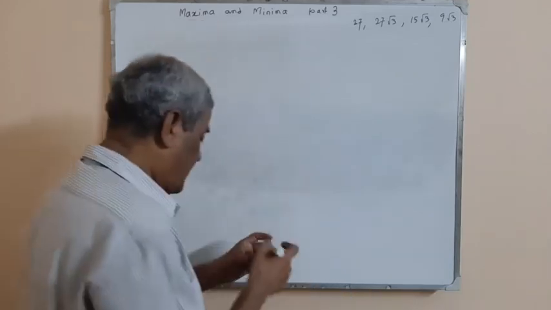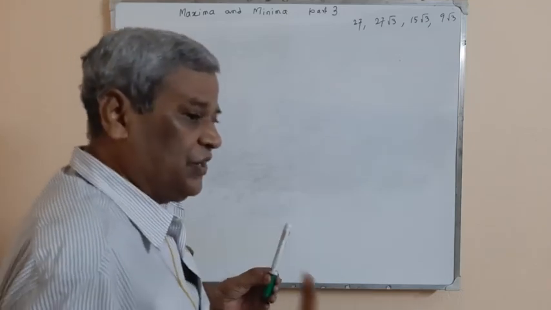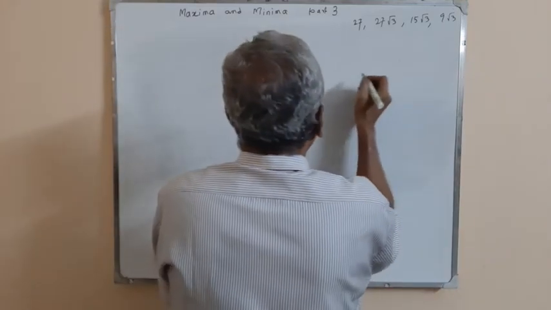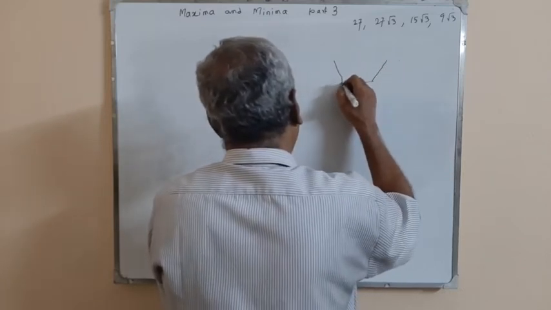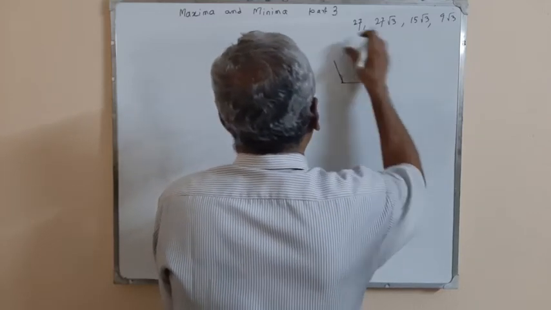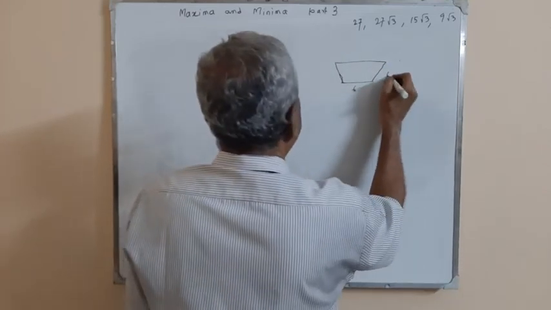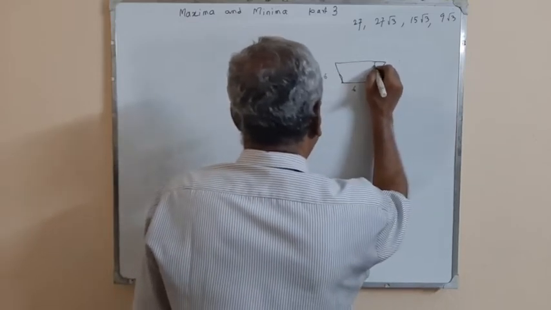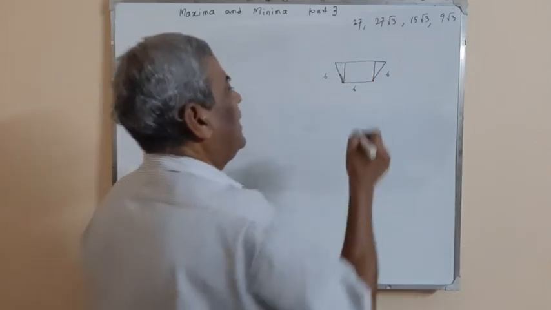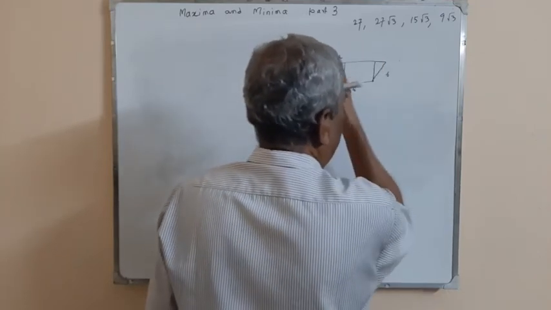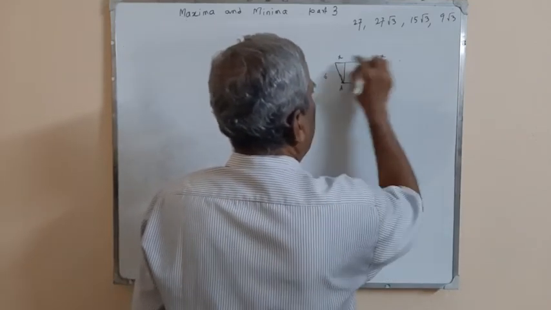It is an applied problem. One trapezium is given. The length of three sides is each 6 cm. Suppose this is the trapezium. This is 6, this is 6, it is also 6. This is the height. Suppose this is x. From symmetry, if it is x, the other must be x. Suppose the height is A, E, with vertices A, B, C, D.